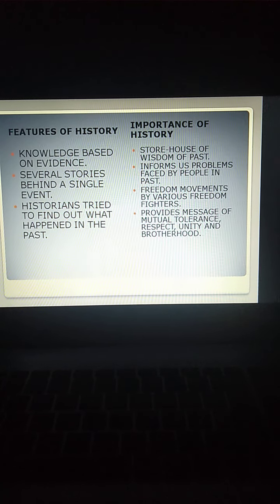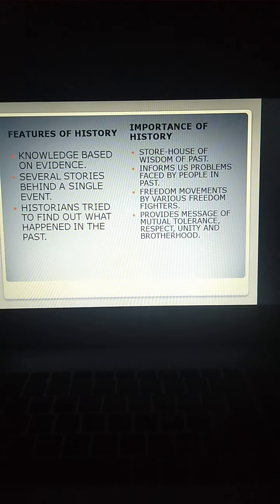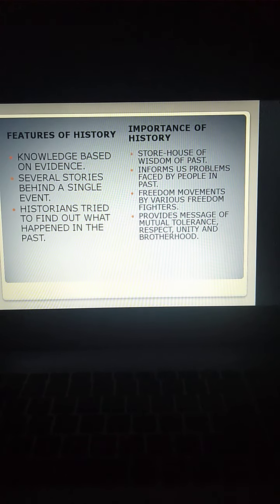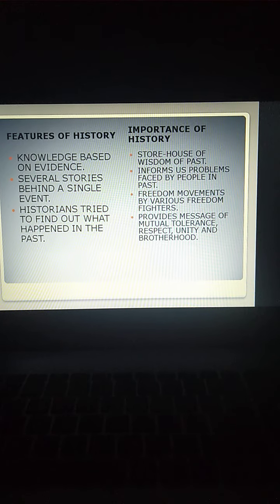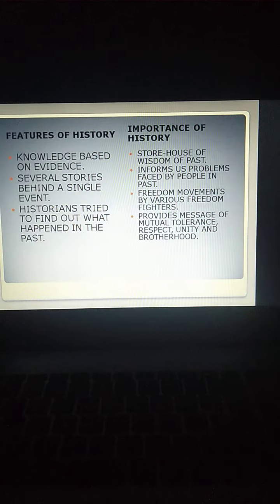Then the importance of history. History is the storehouse of wisdom of the past because history is the only aspect which throws light on the historical events or anything that happened in the past. It informs us about what types of problems people faced in the past and how they solved them.